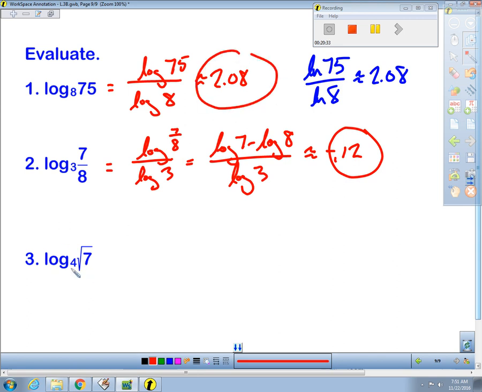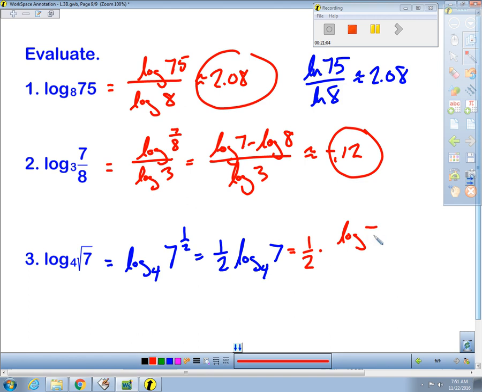Last one, the log base 4 of the square root of 7. Now, you know what? Before I do that change of base formula, I'm going to change that square root of 7 to 7 to the 1/2, which is the same as 1/2 times the log base 4 of 7. Why not? I can do that. Now I use my change of base formula. This is 1/2 times, I'm going to take the log of 7 over the log of 4.